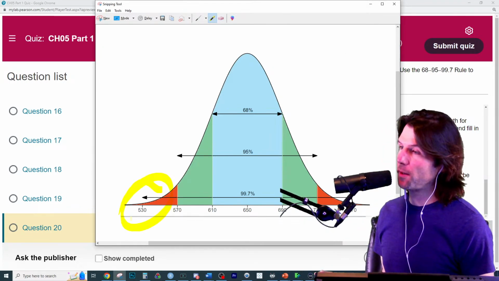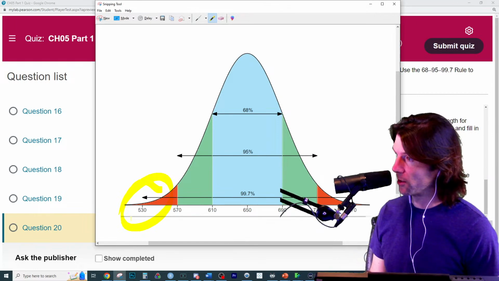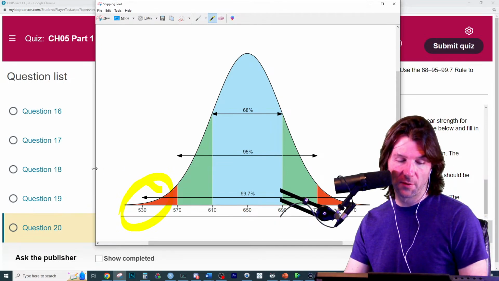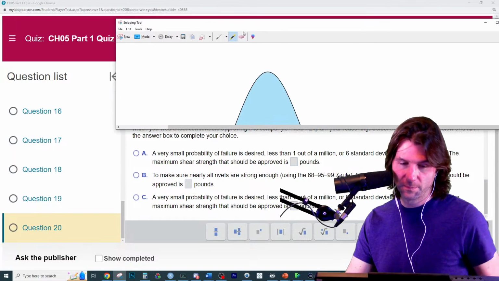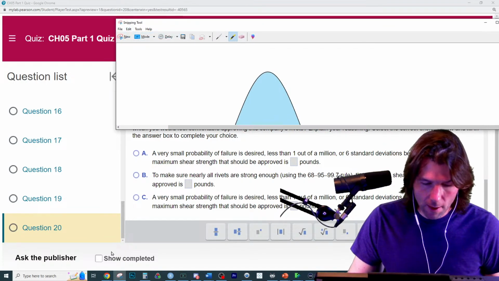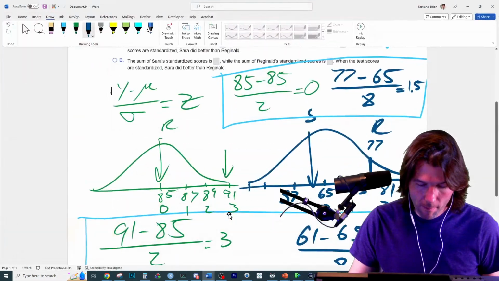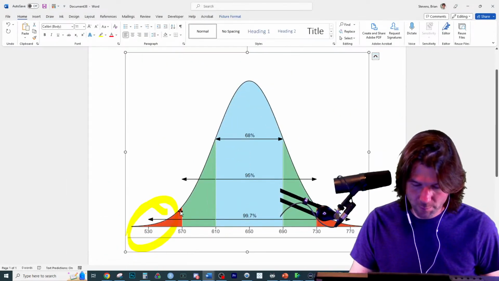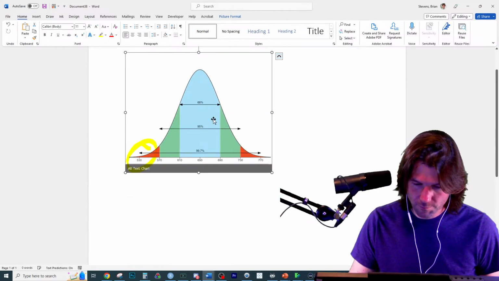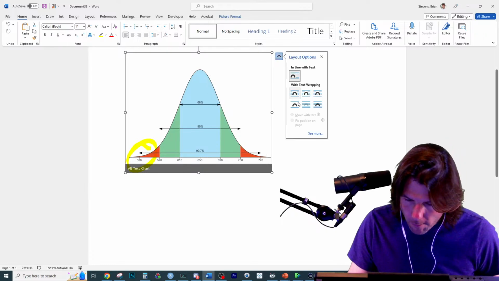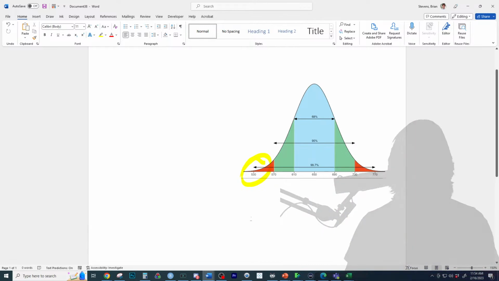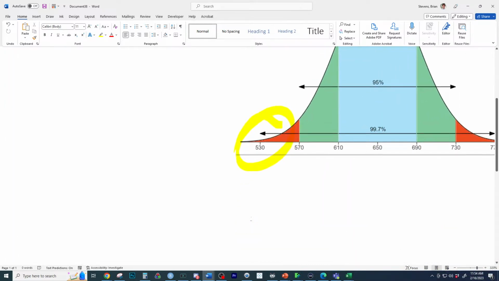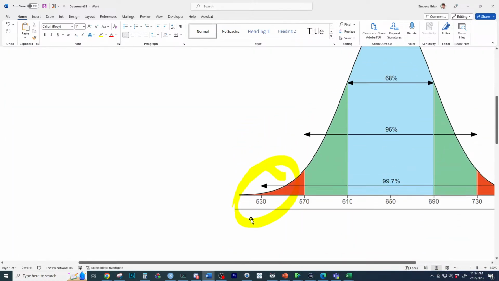So what companies will often do is they'll go 6 standard deviations, which is way off the curve. So we're going 6 standard deviations off the curve. There is 530, standard deviation of 40.